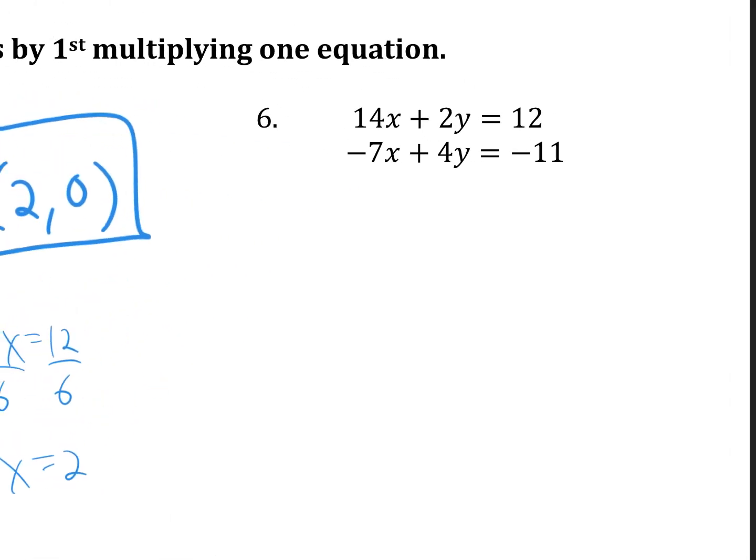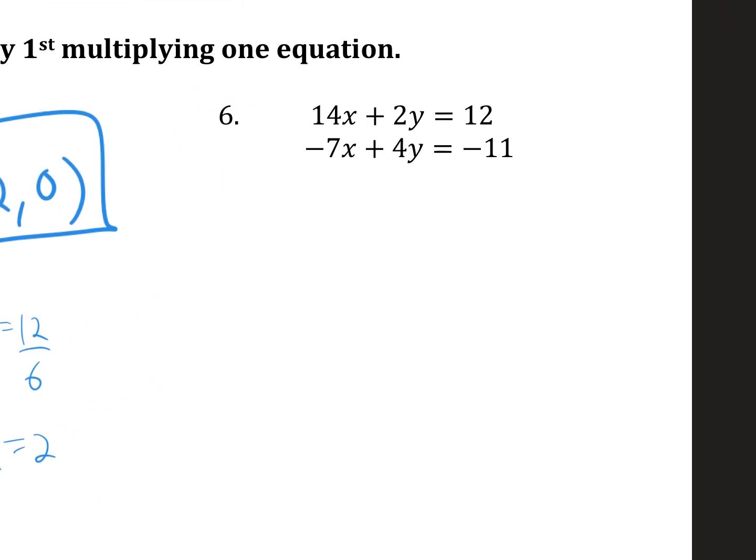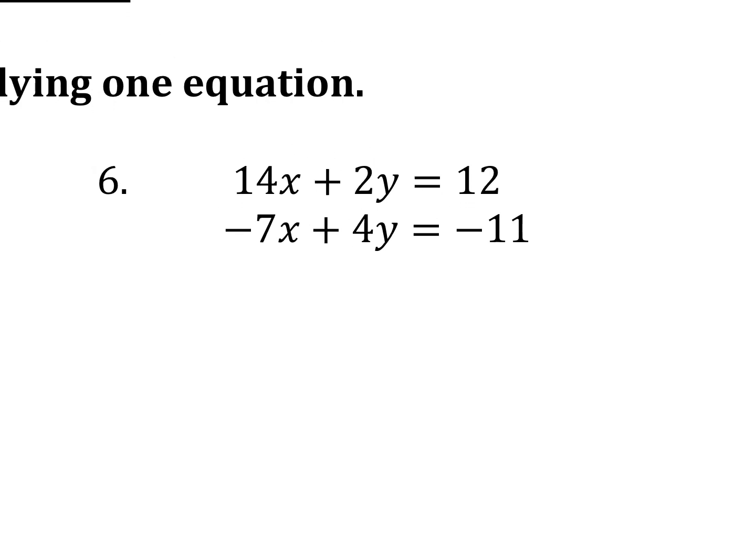Okay, for this one, you can do two things. You can cancel the x's or y's. We canceled the x's over here. So if you want to cancel the x's, I would multiply the bottom by 2, because then you'd have 14x and negative 14x. In this case, let's cancel the y's, though, to make sure we're comfortable with both. So you'd multiply by 2 to do that.